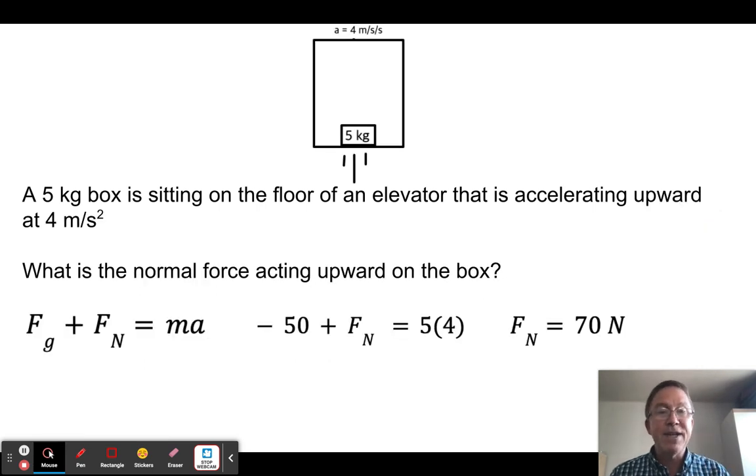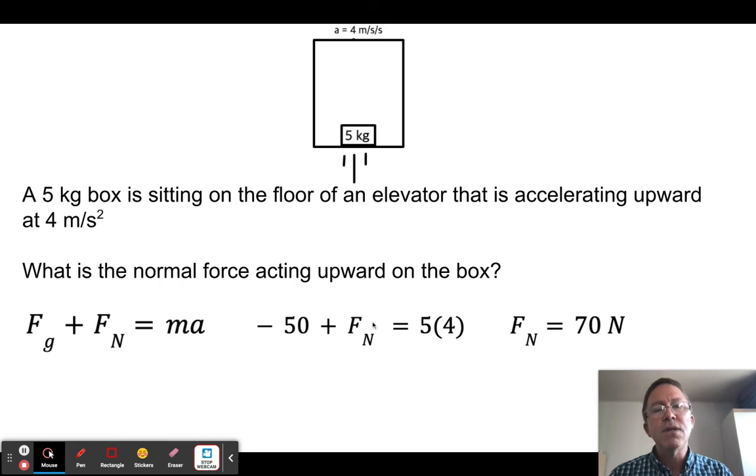But now let's have the elevator accelerating upwards. So now the 5 kilogram box is sitting on the floor of an elevator, and that elevator is accelerating upwards at 4 meters per second squared. How do we solve this one? Well, I know that gravitation is pulling downwards on this 5 kilogram box with mg. And mg, we've already determined, is negative 50 newtons.